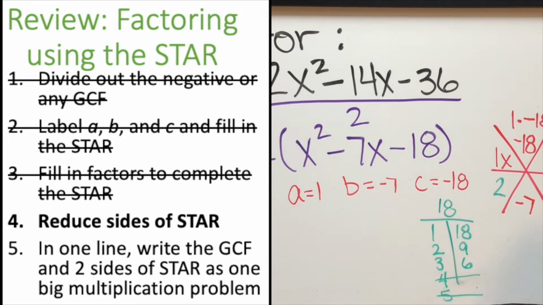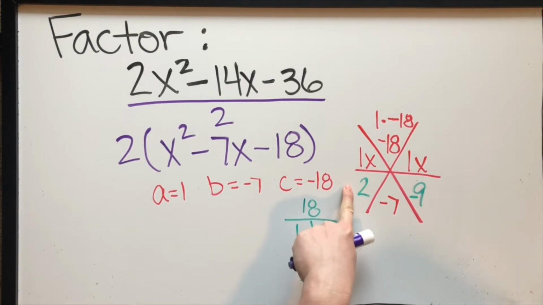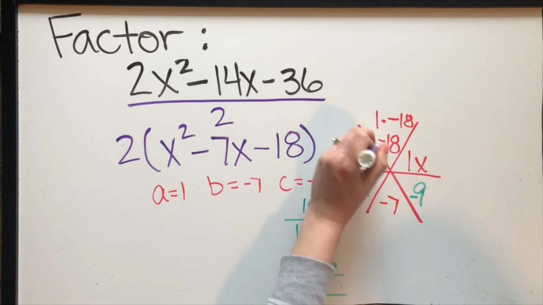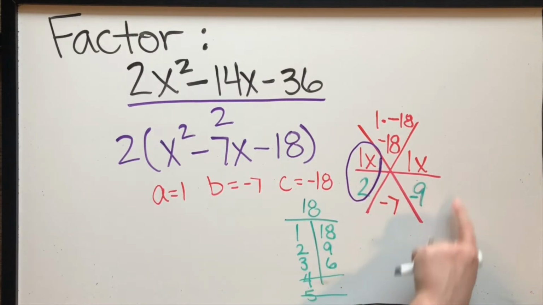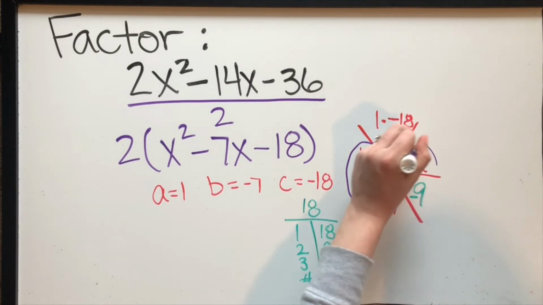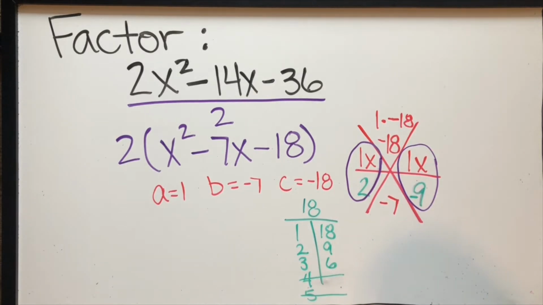So we're moving on to step 4, which is reducing the sides of the star. Here I have 1 over 2. I can't reduce 1 or 2. Same with 1 over negative 9. There's nothing that will reduce, and the negative is always going to stay on bottom.